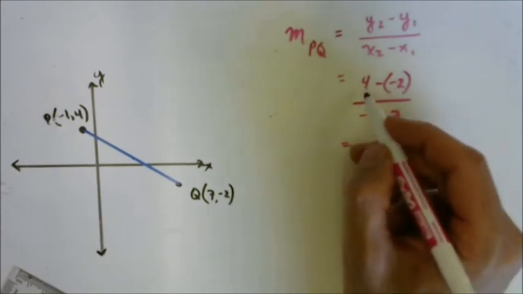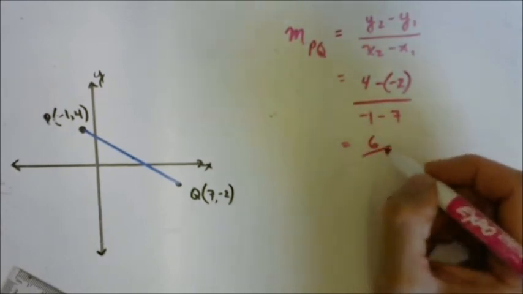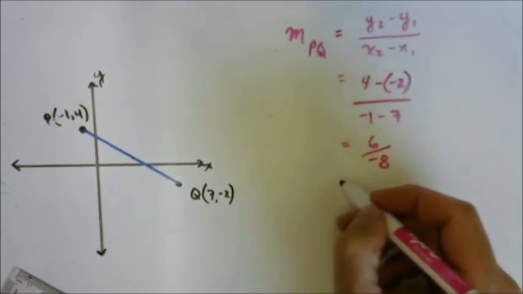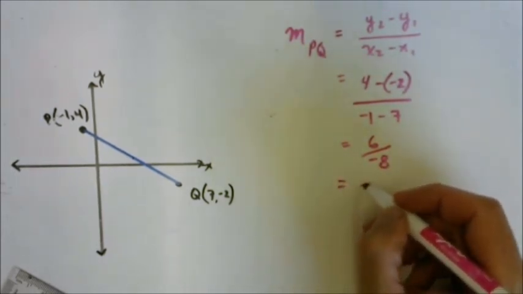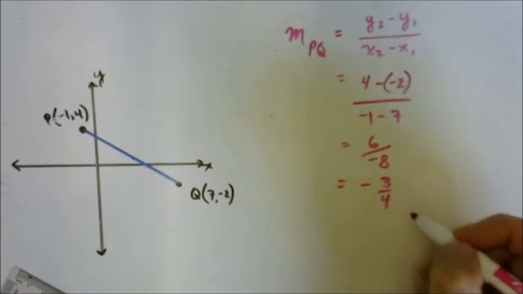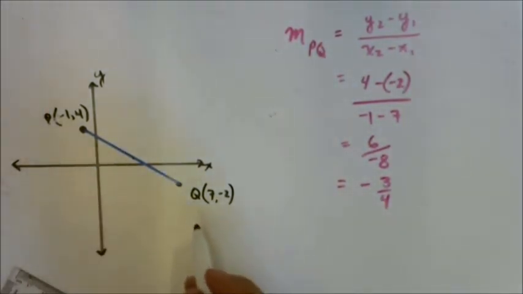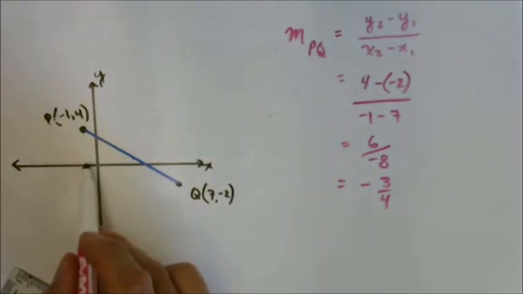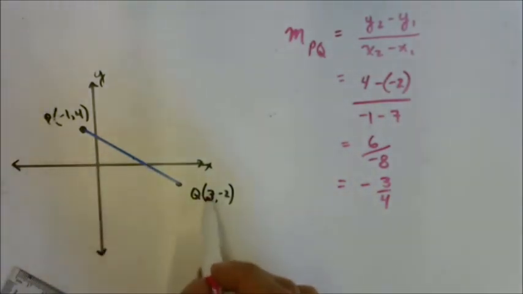4 minus -2 is 4 plus 2, that's 6. -1 minus 7 is -8, and we can reduce this fraction to -3 over 4. So there's our slope of PQ. The slope of PQ is -3 over 4. As it drops 3, it runs 4. Drops 3, runs 4, and you can kind of see that there.